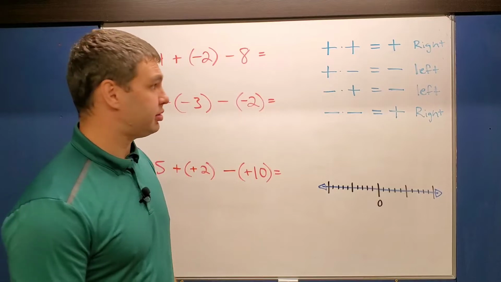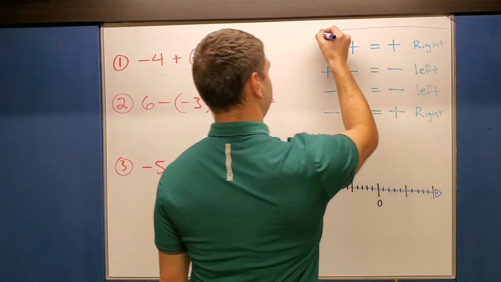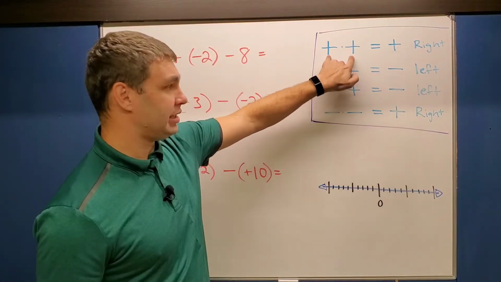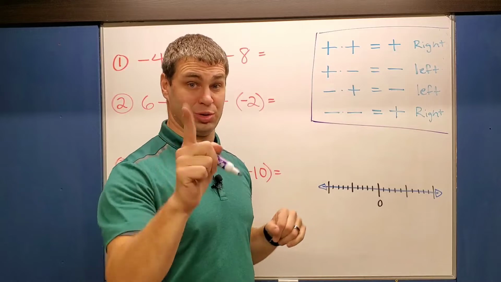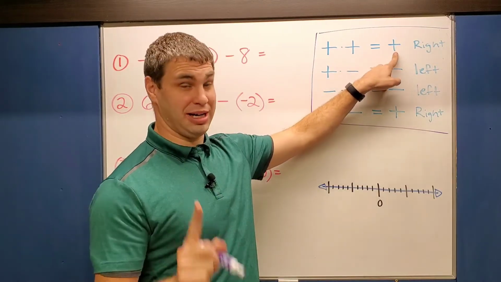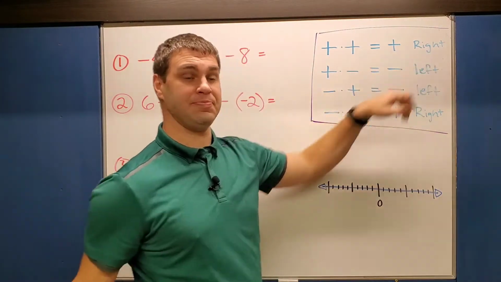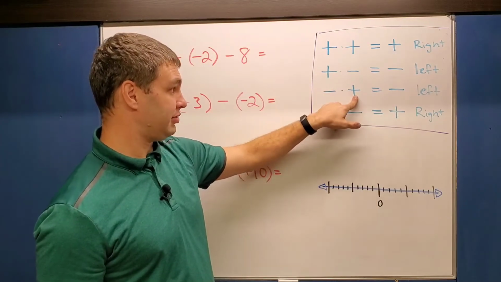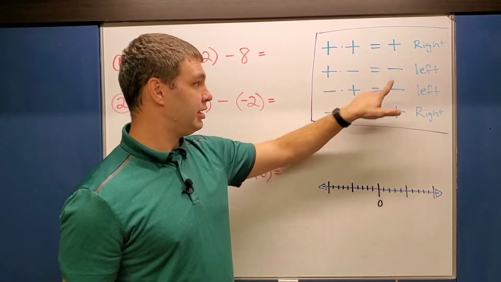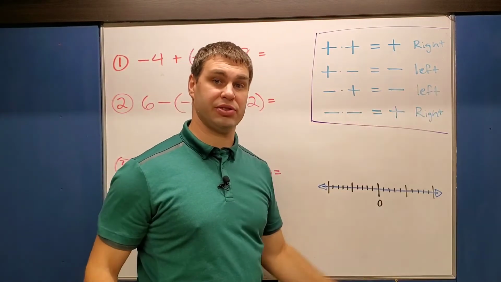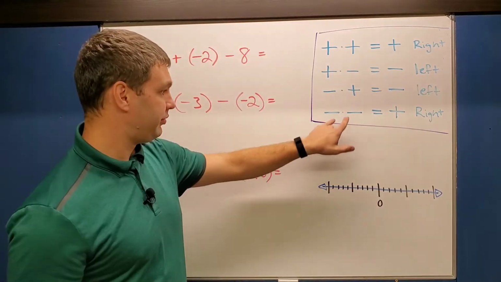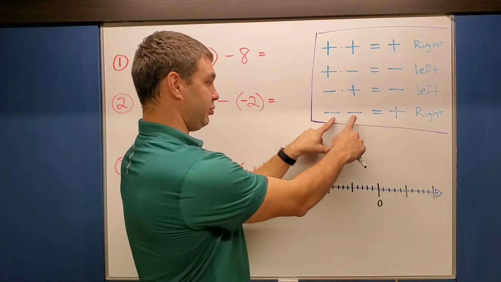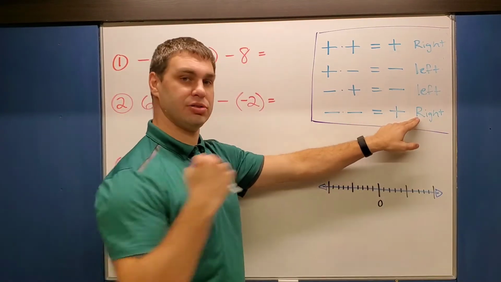One thing that you need to do first is memorize this chart over here, okay? What this is telling us is if you have two positives next to each other, you could replace that with just one positive, and you're going to be moving to the right on a number line. If you have a positive next to a negative, whether the positive is first or second, both of these are going to give you a negative, and that's going to move to the left on a number line. Then the last one, if you have a negative next to a negative, that actually equals a positive, so you can replace both of these with just one positive sign. And again, that goes to the right on a number line.